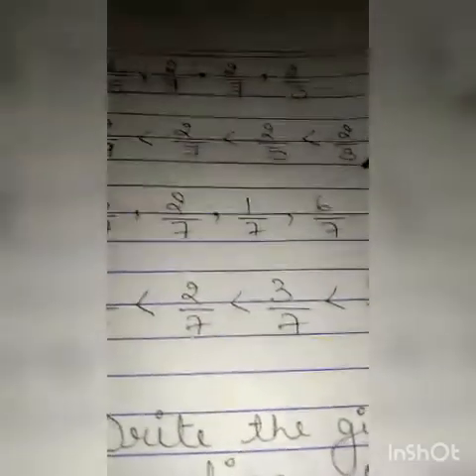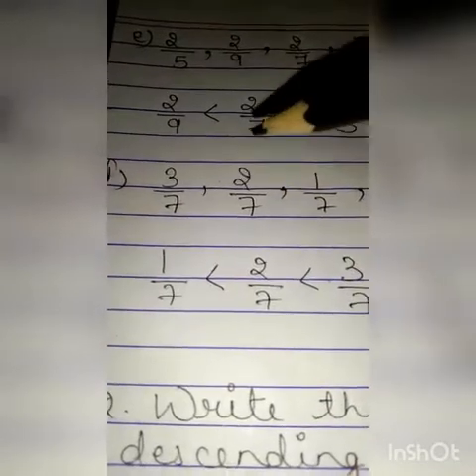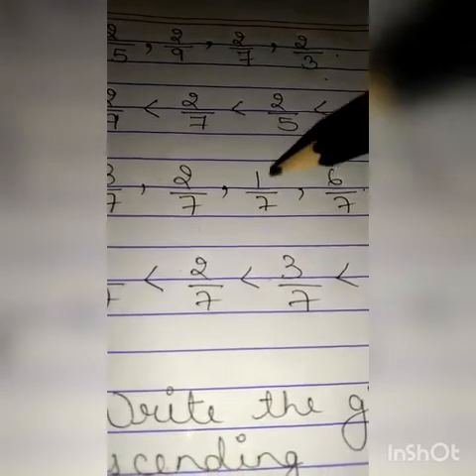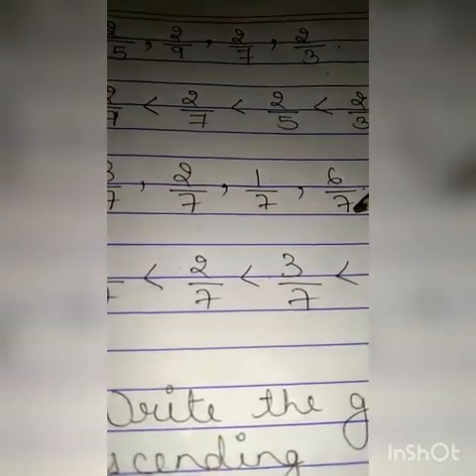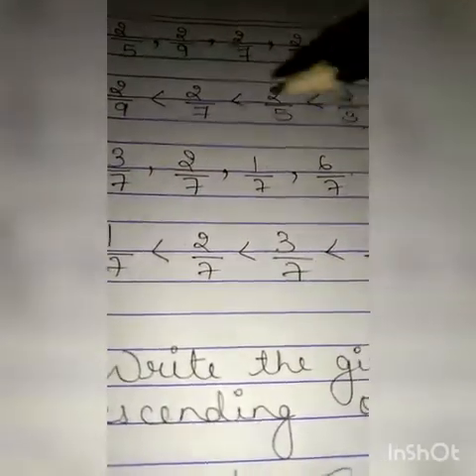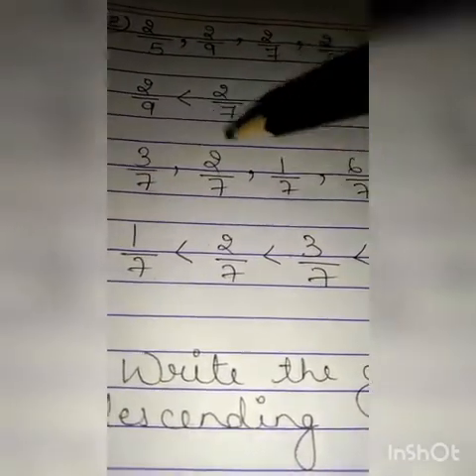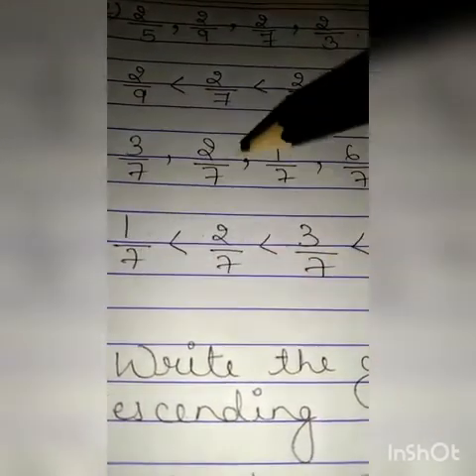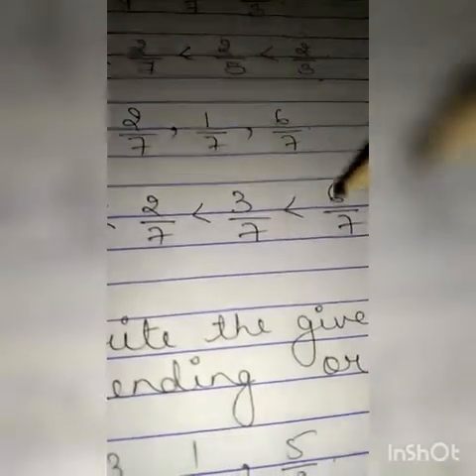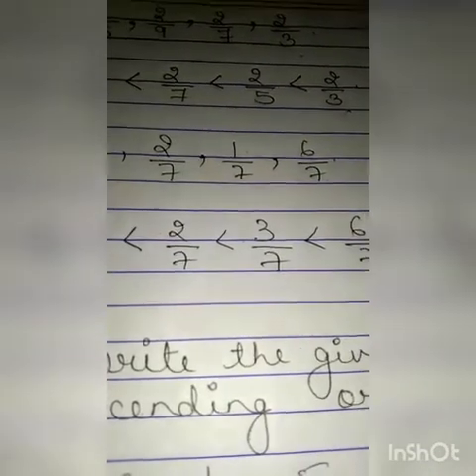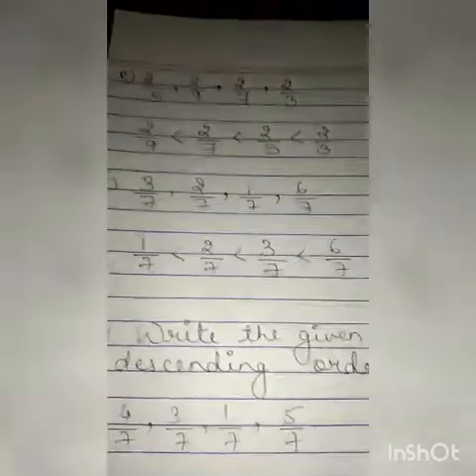Question number F: 3 upon 7, 2 upon 7, 1 upon 7 and 6 upon 7. So children, you can see these are like fractions. So simply we will take the smallest number at first. So 1 upon 7, 2 upon 7, 3 upon 7 and 6 upon 7. This is how we are arranging like and unlike fractions in ascending order.